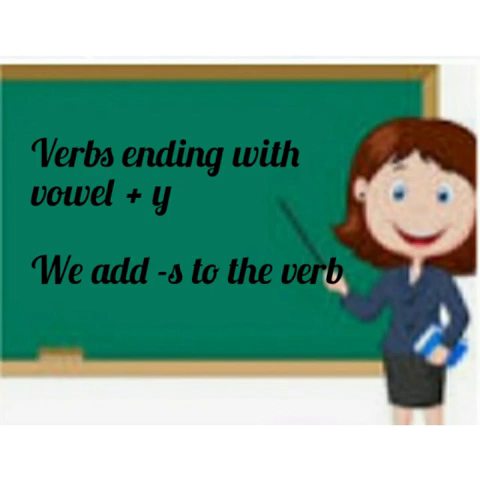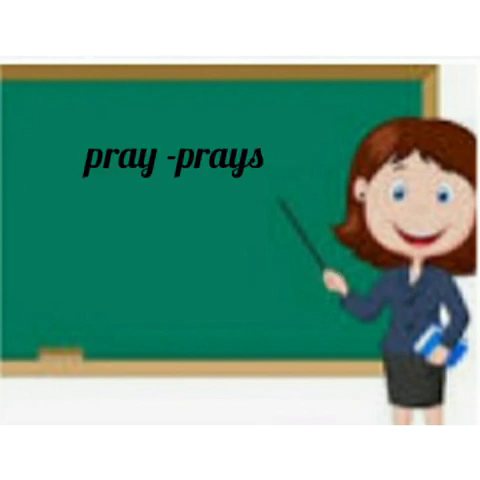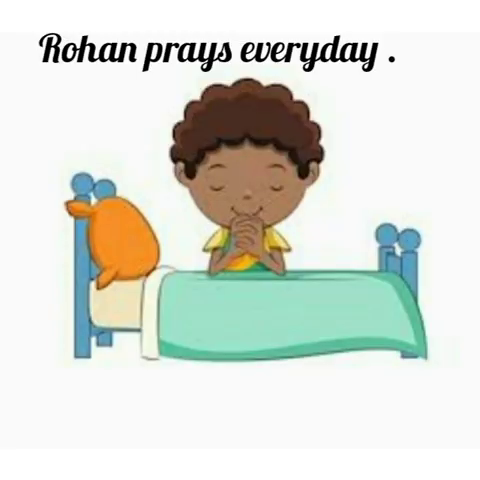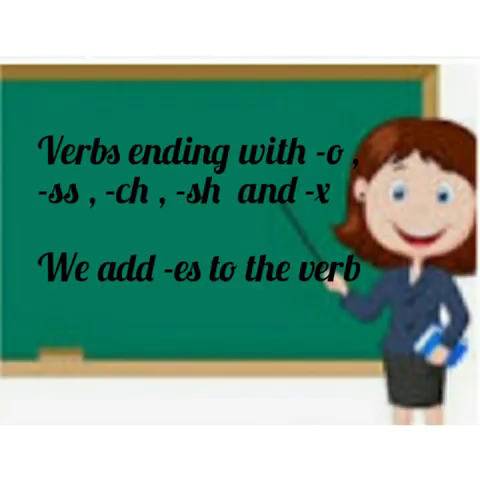For verbs ending with vowel and y, we add s to the verb. For example, let's look at the verb pray. We add an s to make it simple present tense. Rohan prays every day. For verbs ending with o, ss, ch, sh, and x, we add es to the verb to make its simple present tense.